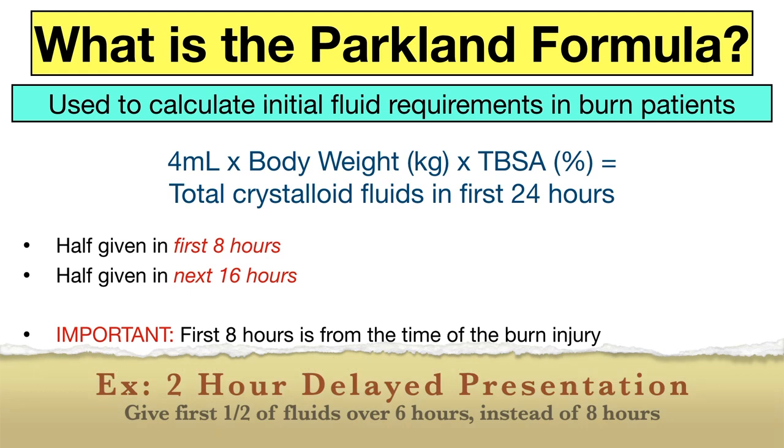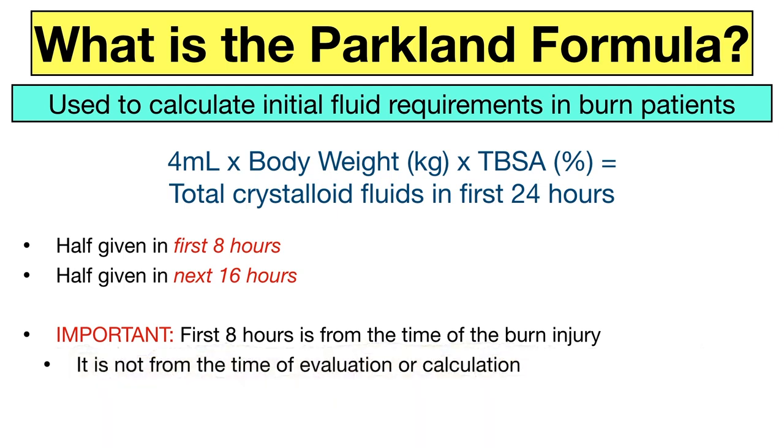This means if someone presents to a hospital 2 hours after a burn, they should receive the first half of their fluids within 6 hours instead of 8 hours. So the first half of their fluids may need to be administered at a faster rate due to their delayed presentation. We can see from the formula that there are 3 variables to look at. Remember, this equation is for adults, and we're going to look at the formulas for pediatrics later in the video.